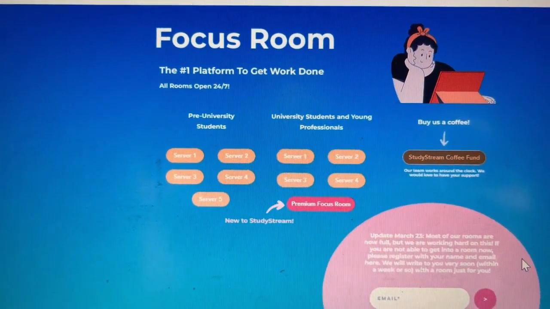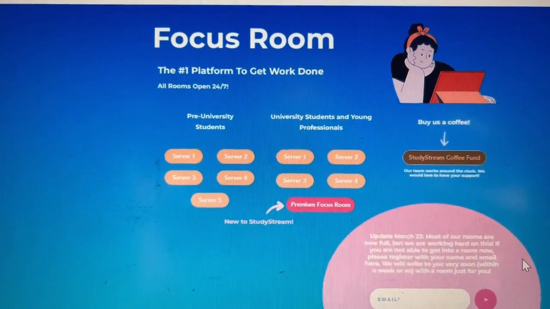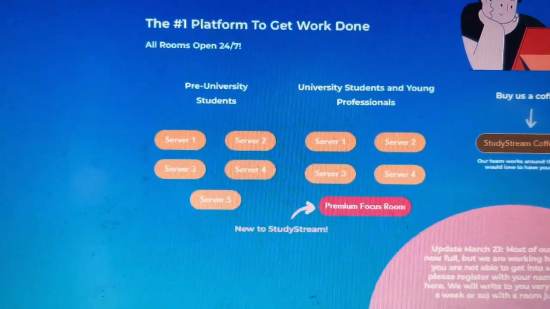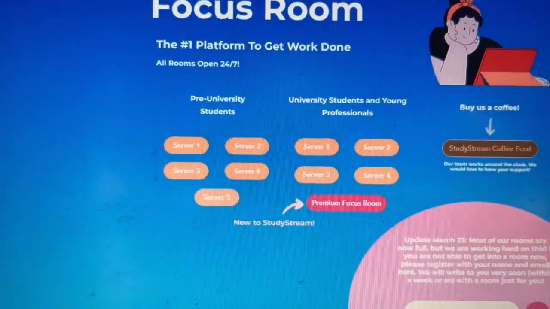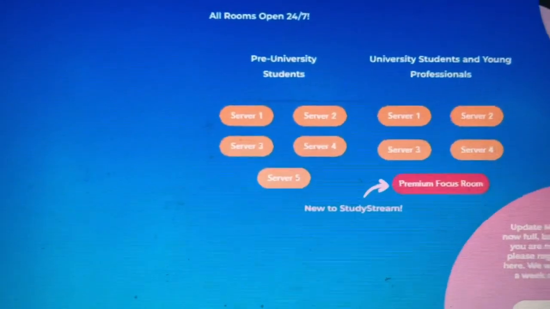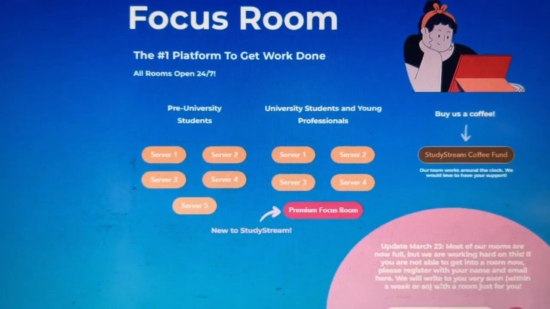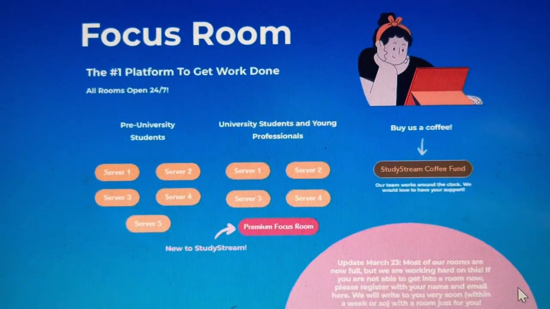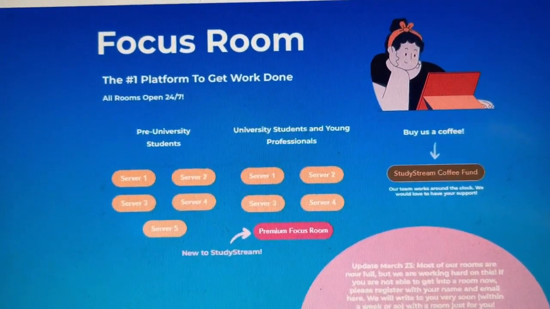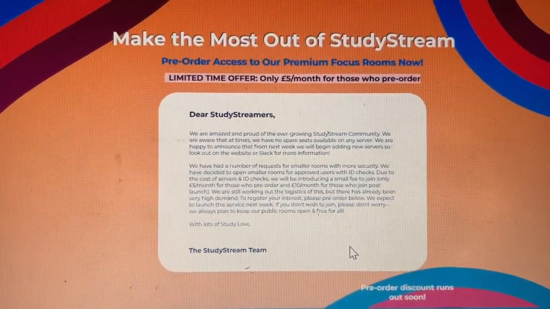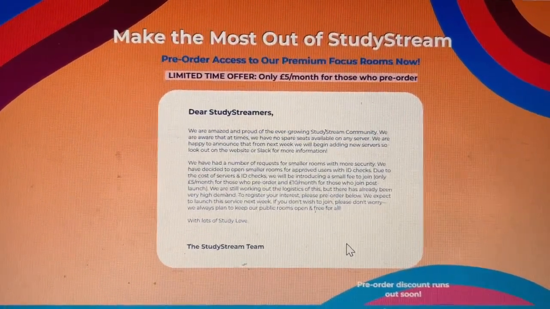However, because a lot of people are using this website already, I think they added 3 more for each. So for the pre-university students, you now have 5 servers, and for the university students and young professionals, you have 4 servers and 1 premium focus room. So this is what you are going to see first once you click the premium focus rooms.